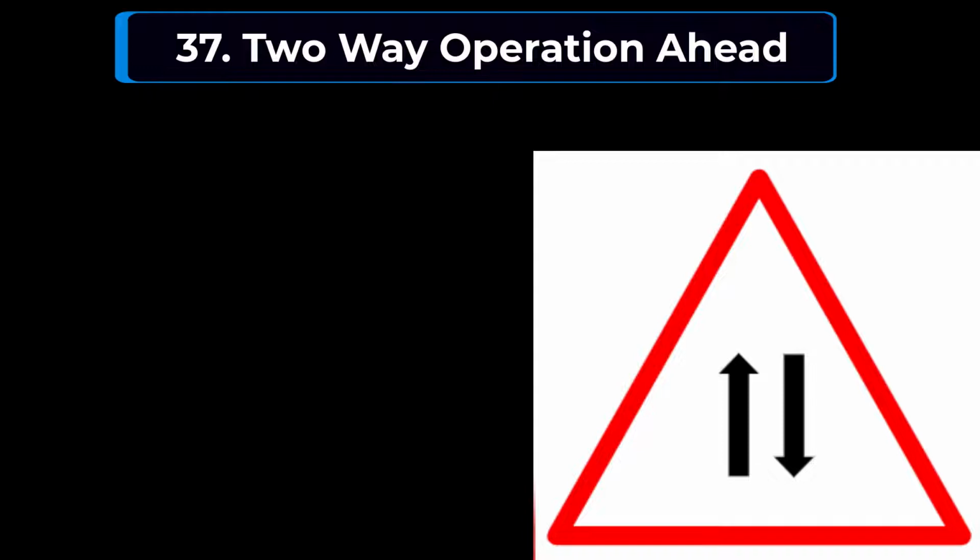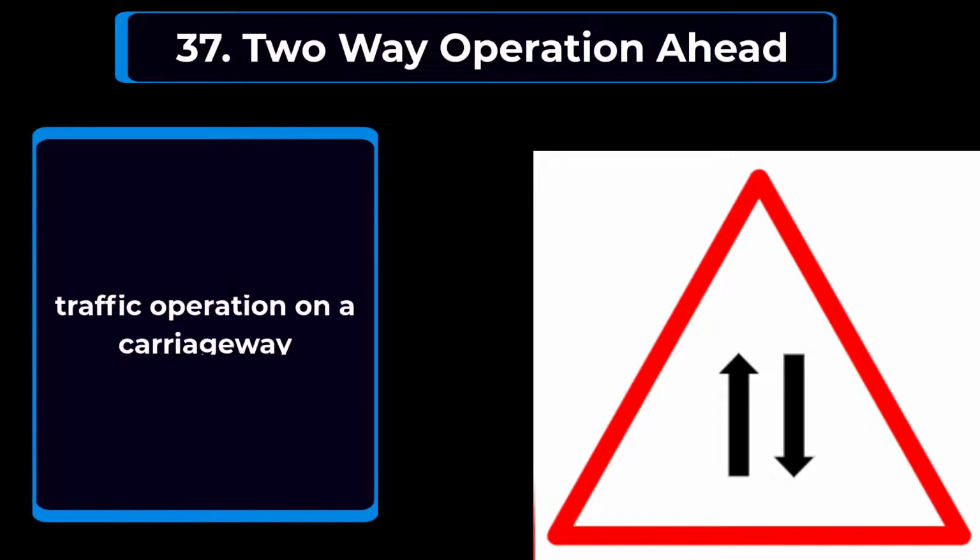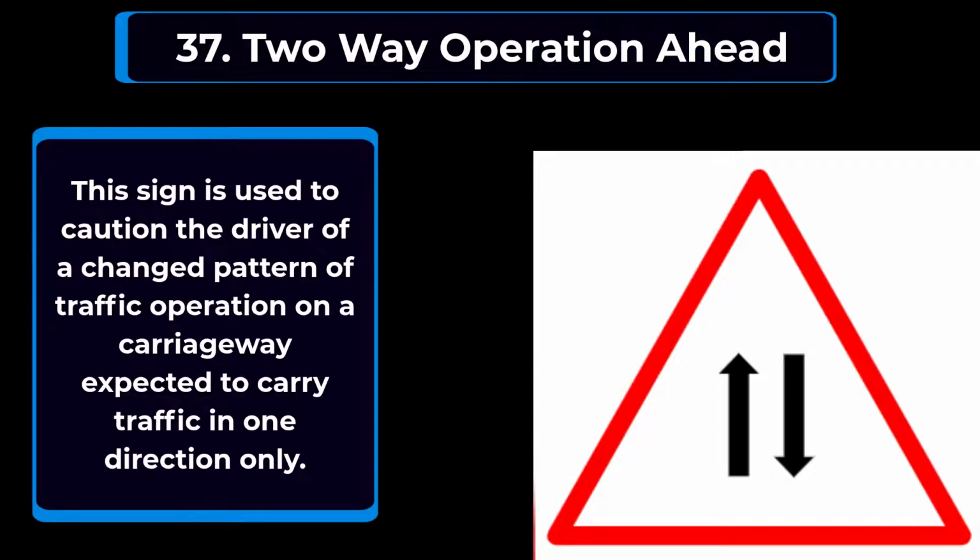37. Two-way operation ahead. This sign is used to caution the driver of a changed pattern of traffic operation on a carriageway expected to carry traffic in one direction only.